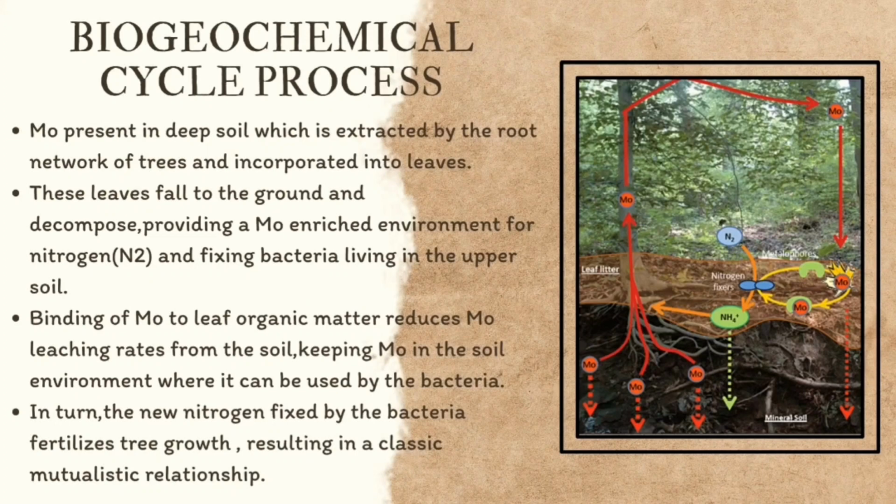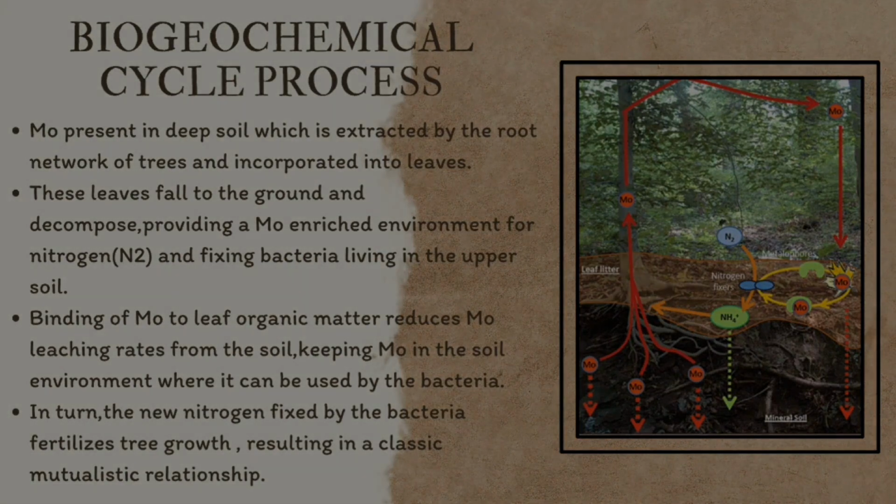Molybdenum present in deep soil is extracted by the root network of trees and incorporated into leaves. These leaves fall to the ground and decompose, providing a molybdenum-enriched environment for nitrogen-fixing bacteria living in the upper soil. Binding of molybdenum to leaf organic matter reduces molybdenum leaching rates from the soil, keeping molybdenum in the soil environment where it can be used by the bacteria. In turn, the new nitrogen fixed by the bacteria fertilizes tree growth, resulting in a classic mutualistic relationship.